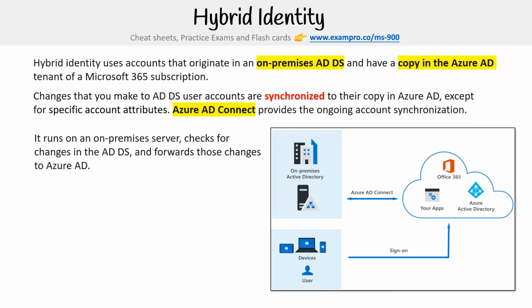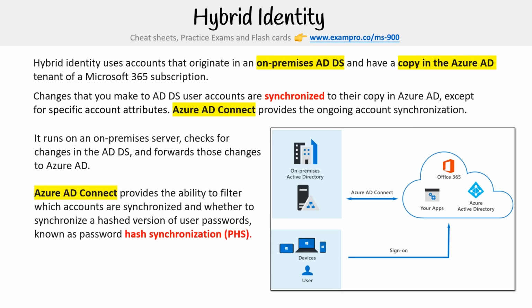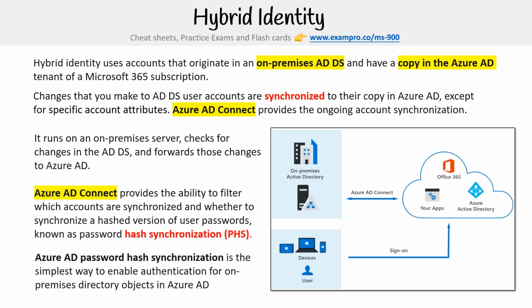So this runs on an on-premises server, checks for changes in the AD DS, and forwards those changes to Azure AD. Azure AD Connect provides the ability to filter which accounts are synchronized and whether to synchronize a hashed version of user passwords, known as password hash synchronization. Azure AD password hash synchronization is the simplest way to enable authentication for on-premises directory objects in Azure AD.